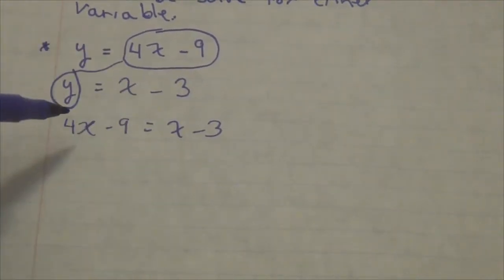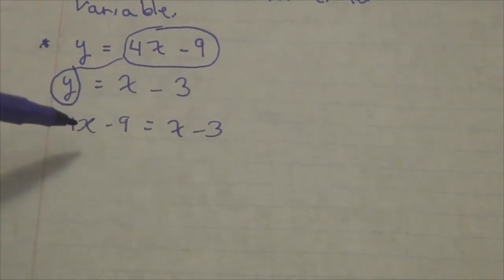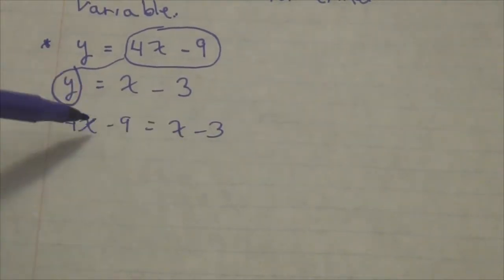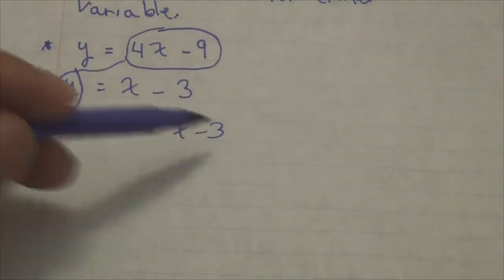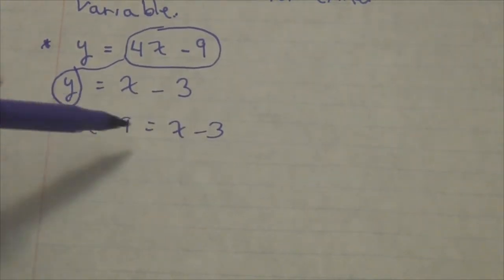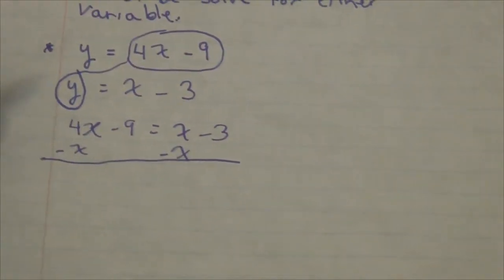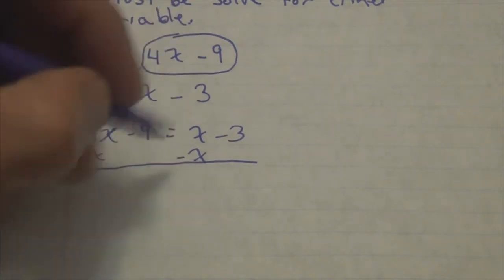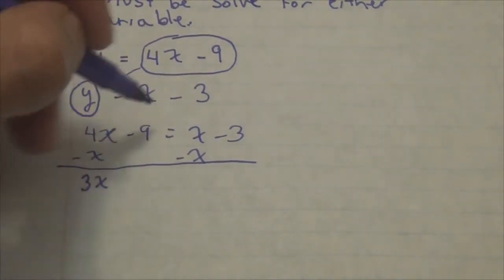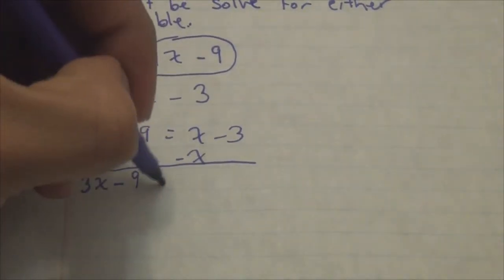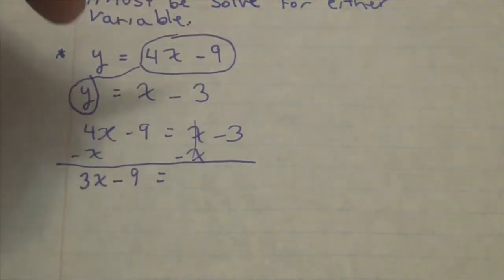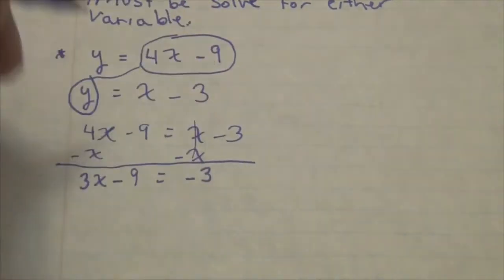All right, let's solve for x. So distributive property, no. Fractions, no. Like terms on the same side, no. Variables on both sides, yes. So subtract x from both sides. Now 4x minus 1x is 3x. Bring down the minus 9. Cancel this out. That's negative 3.